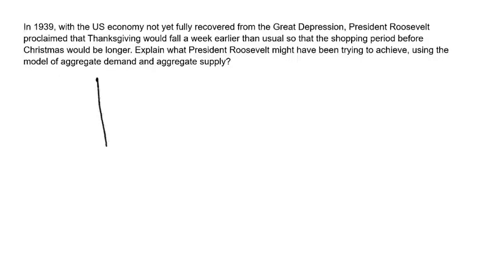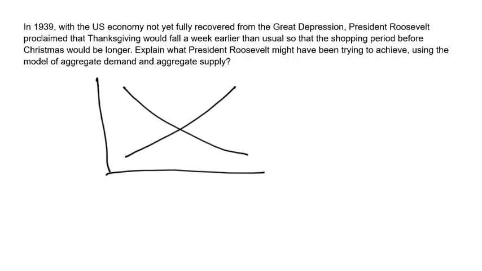So we need to draw the initial equilibrium back in 1939 before Thanksgiving. Let's assume it's this equilibrium here with this price level and output level, real GDP. And the president at the time is extending the shopping period, extending the Thanksgiving holiday so that people can shop for a longer period of time.